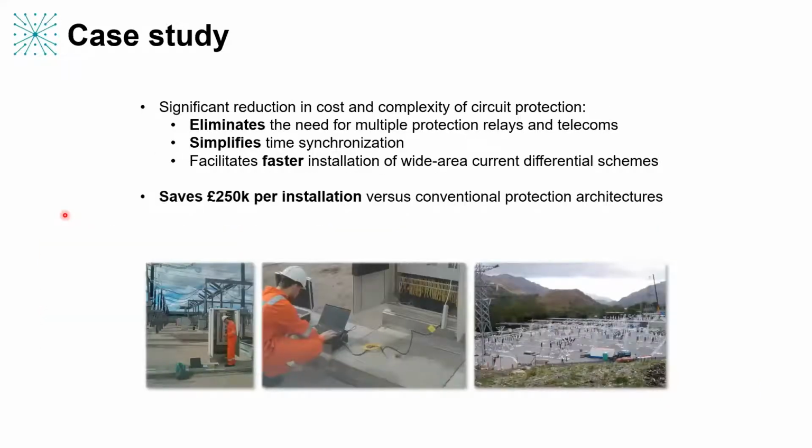Now, as part of this work, the TSO with whom we're working has examined the business case for this technology. What they found is that this scheme represents a significant reduction in cost, but more importantly, in the complexity of circuit protection, because it eliminates the need for multiple protection relays and telecoms. It simplifies time synchronization of all measurements in the protection scheme, and it facilitates faster installations that require minimal civil works to install. So in total, the TSO's own case study estimated that this scheme would save them £250,000 for each installation of this type, compared to conventional protection architectures.